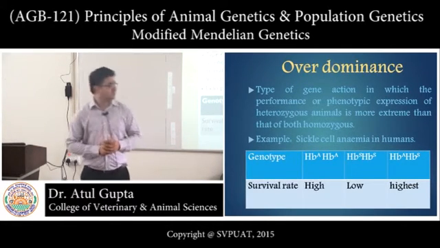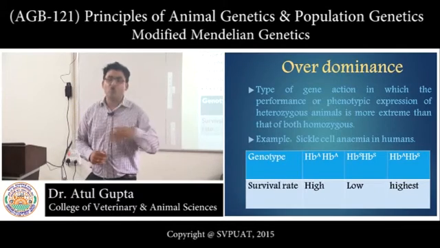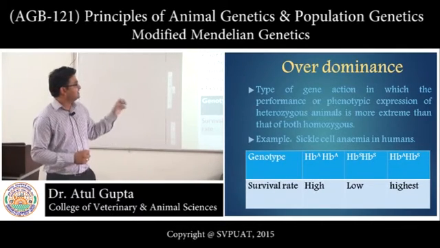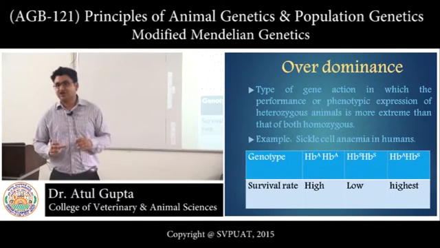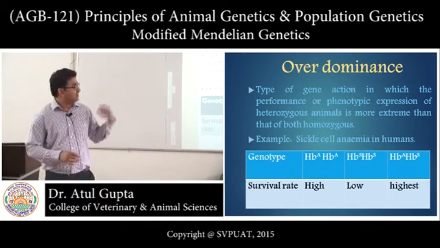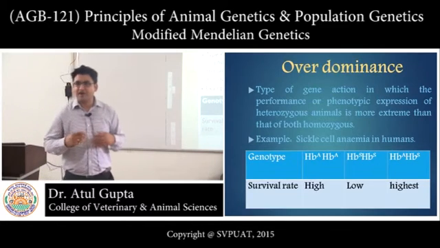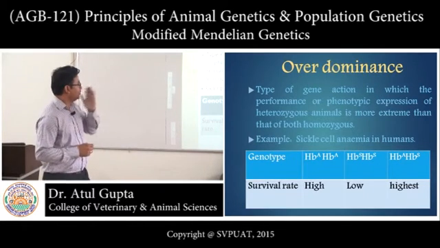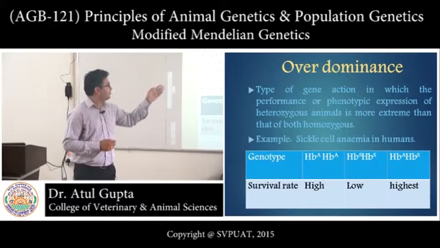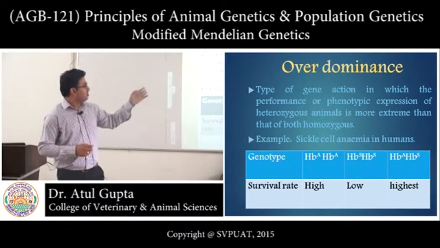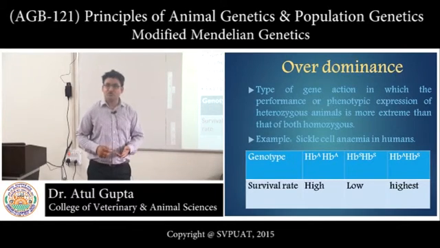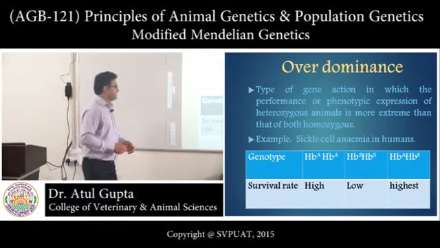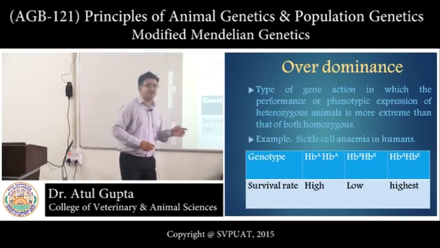Overdominance, what is it? As its name suggests, overdominance means the expression or performance of heterozygotes or hybrids will be over and above that of both the parents. So it is the type of gene action in which the performance or phenotypic expression of heterozygote animals is more extreme than that of both homozygous parents. An example of this is sickle cell anemia in humans.